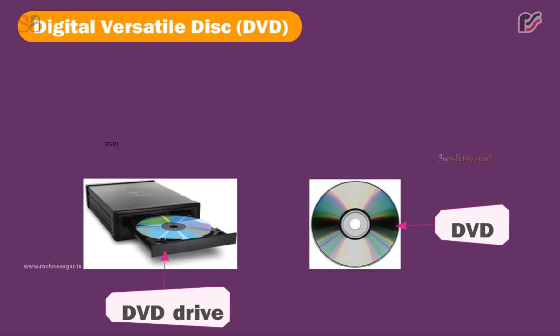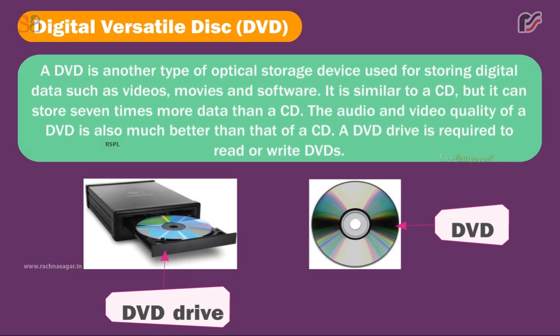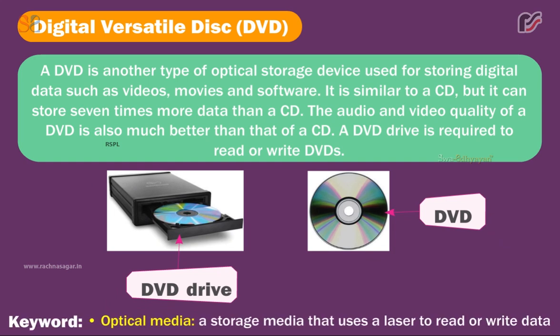Digital Versatile Disc, DVD. A DVD is another type of optical storage device used for storing digital data such as videos, movies, and software. It is similar to a CD, but it can store 7 times more data than a CD. The audio and video quality of a DVD is also much better than that of a CD. A DVD drive is required to read or write DVDs. Keyword: optical media, a storage media that uses a laser to read or write data.